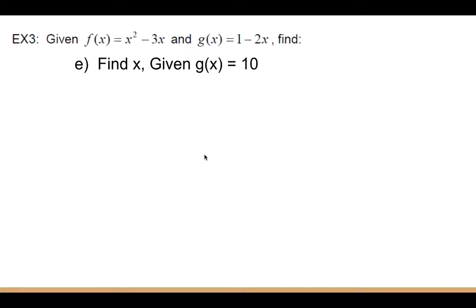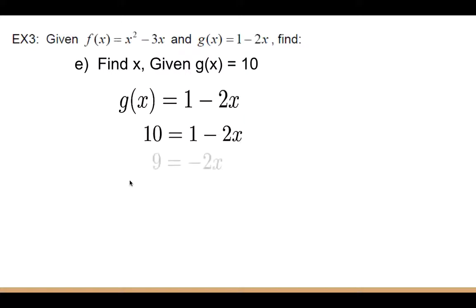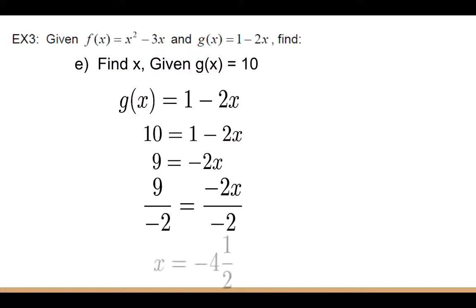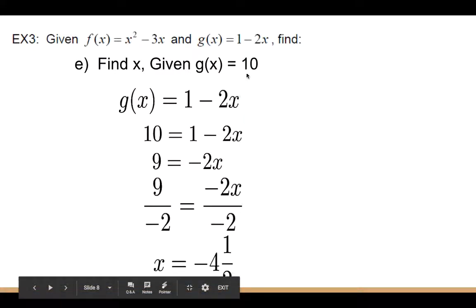Another example, you want to find x given g of x is 10. And so we sub in 10 for g of x. So g of x is 1 minus 2x. So if we subbed in 10, it's just now it's saying that the output is 10. We've got to find the input. So we solve the equation, subtract 1 from both sides, divide both sides by negative 2. We get negative 4.5 or negative 9 over 2. Those are all fine answers. So the input would be negative 4.5 to give you an output of 10.